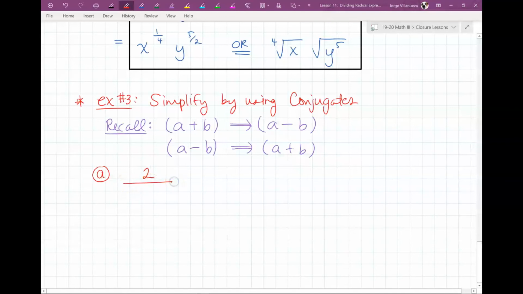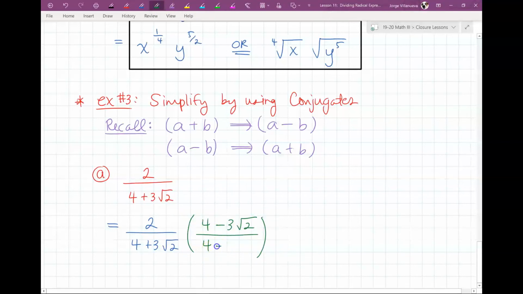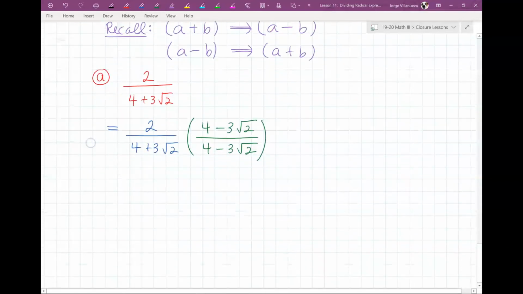But 2 over 4 plus 3 radical 2. Now there's not much you can do with this, but you know the rule. We cannot leave it like that. We got to get rid of that square root. So to get rid of the square root, we're going to multiply by the conjugate of what we see in the denominator. Notice the conjugate of 4 plus 3 radical 2 is 4 minus 3 radical 2. So there's the conjugate.